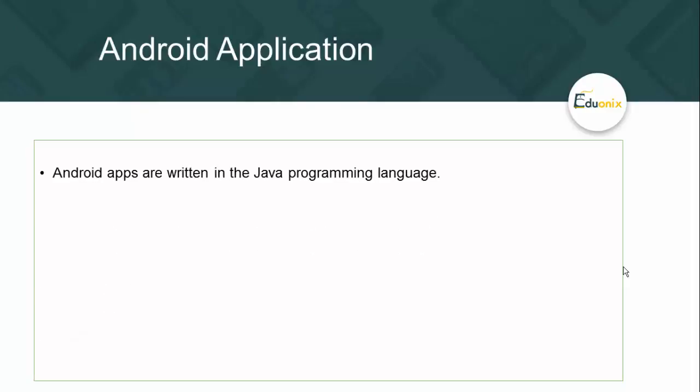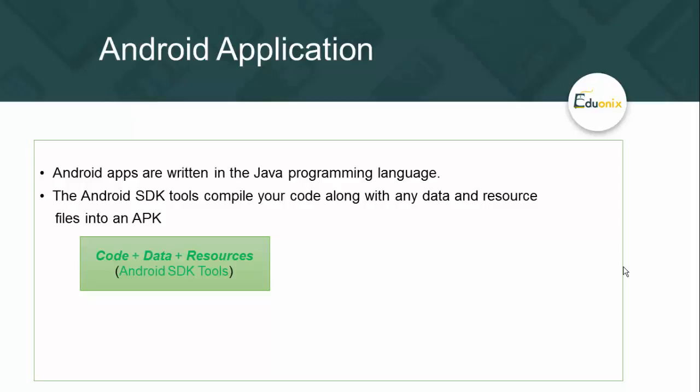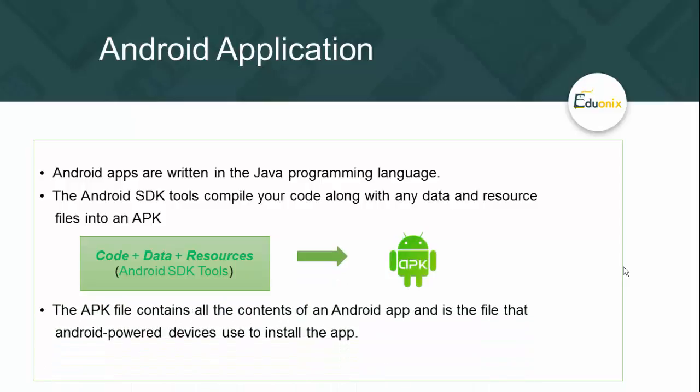Android apps are written in the Java programming language. The Android SDK tools compile the app code along with the data and resource files into an APK file. This means that Android SDK tools combine the code with the relevant data and resource files to create an APK file. An APK file is an executable file that contains all of the contents of an Android app. This file is used to install the app on Android devices.